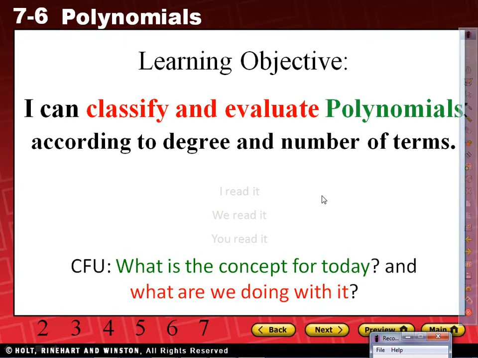Okay, here we go. Today's objective: I can classify and evaluate polynomials according to degree and number of terms. And everybody knows just by looking at it what concept we're still on. Is that correct? Yes. Tell your neighbor the concept that we are still on. Okay, polynomials. We already started this one yesterday. This is the second part. We're just going to finish two more things that we need to do with the polynomials.